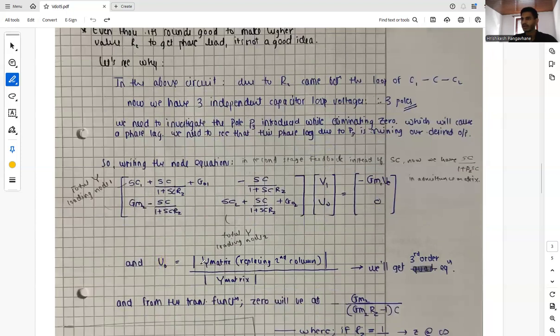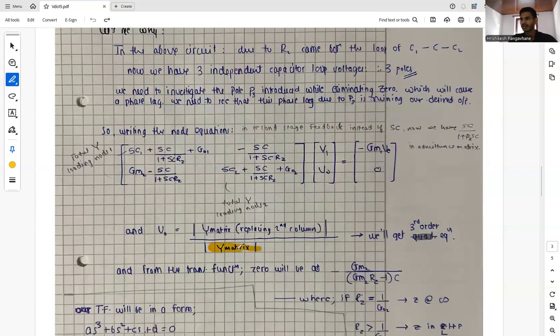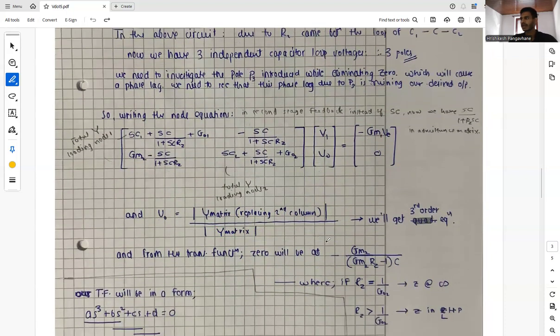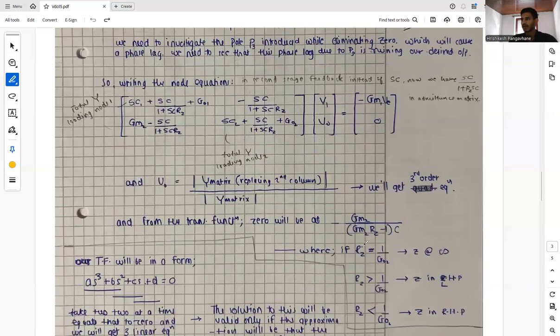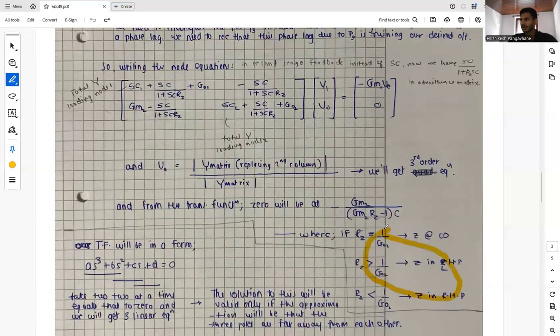So what we will do is take the determinant of the Y matrix, replace this column with these values, and in the denominator take the determinant of the Y matrix, and we will get a third order equation from this. And from the transfer function we will get a 0 at gm2 divided by (gm2 RZ minus 1) into C, where we have discussed these conditions already. So the transfer function will be in the form of a third order equation.